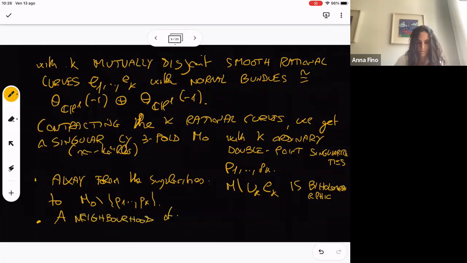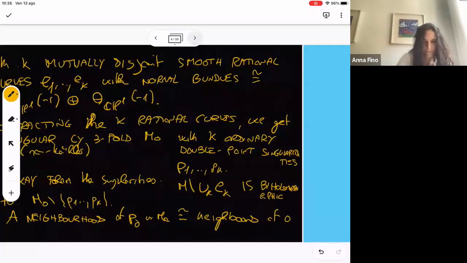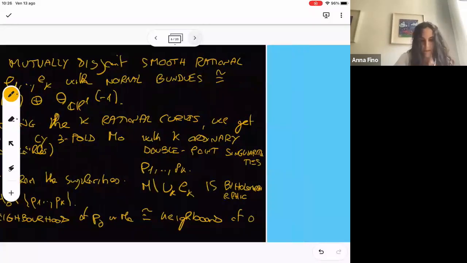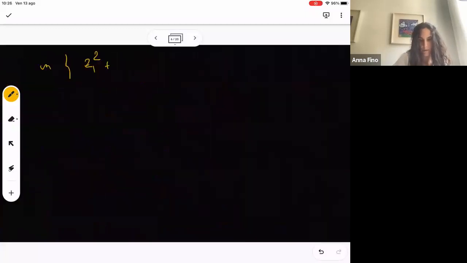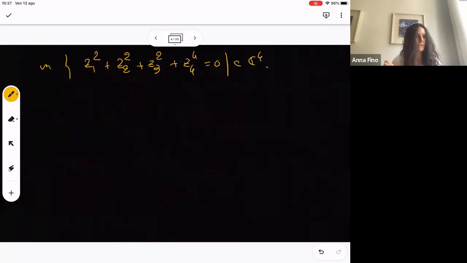Of Bj in M0 is essentially isomorphic to a neighborhood of the region in this locus, which is given by zeta 1 squared plus zeta 2 squared plus zeta 3 squared plus zeta 4 to the power 4 equal to 0 in C4.